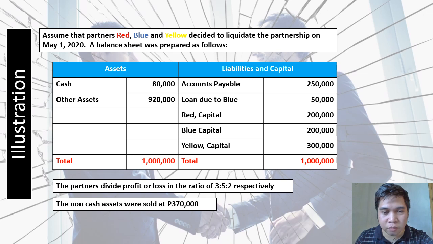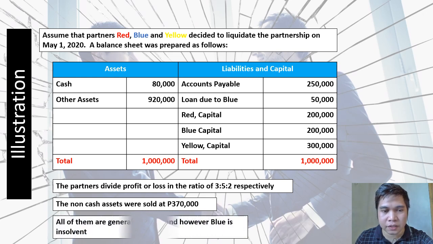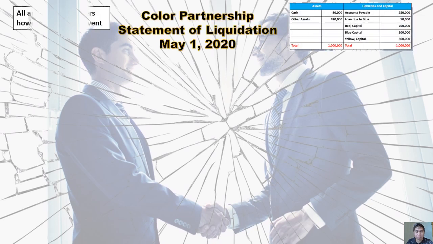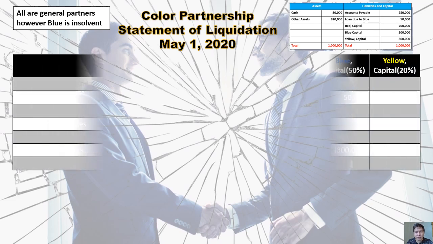Then the net non-cash assets were sold at 370,000 pesos. Then all of them are general partners. However, Blue is insolvent. So basically, si Red daw tsaka si Yellow solvent pero si Blue insolvent. So let's proceed. Okay, so let's prepare a statement of partnership liquidation for Calder partnership. So these are the facts. Based on the assumptions, all are general partners. However, Blue is insolvent. So basically, Yellow and Red are general partners but solvent, pero si Blue, general partner and insolvent.